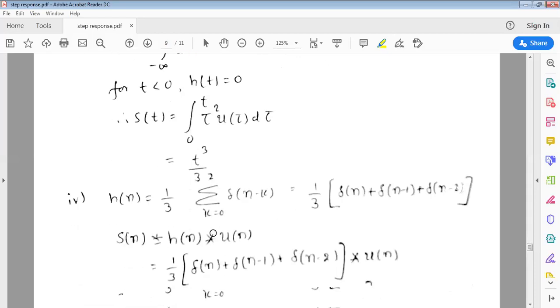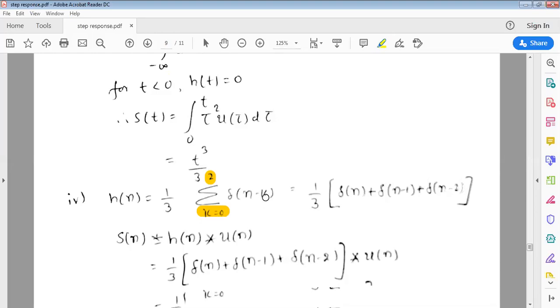Yes, sir. Now, let us take h of n equal to 1 by 3 into summation k equal to 0 to 2. Don't confuse this 3. This is the answer of the previous problem. h of n equal to 1 by 3 into summation k equal to 0 to 2 of delta of n minus k. So what is given? First you expand the problem. 1 by 3 into, give k equal to 0, this will become delta of n. Give k equal to 1.